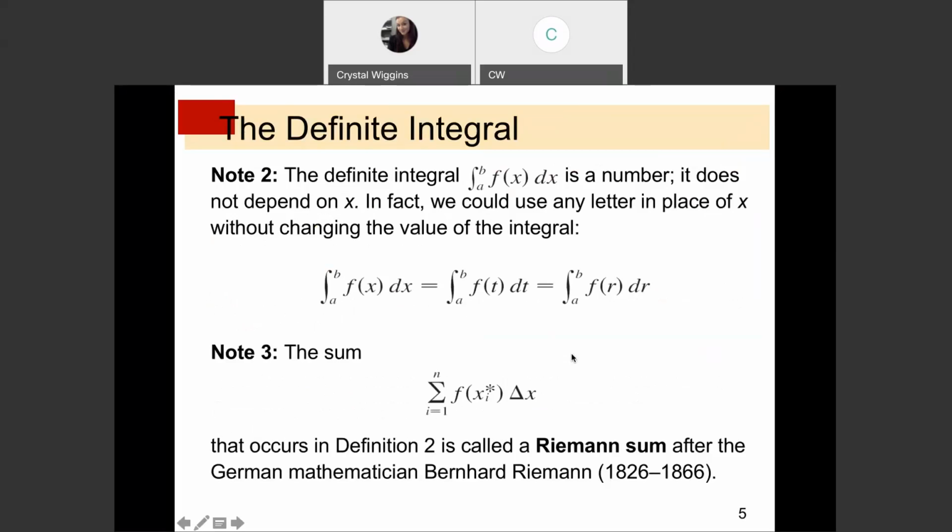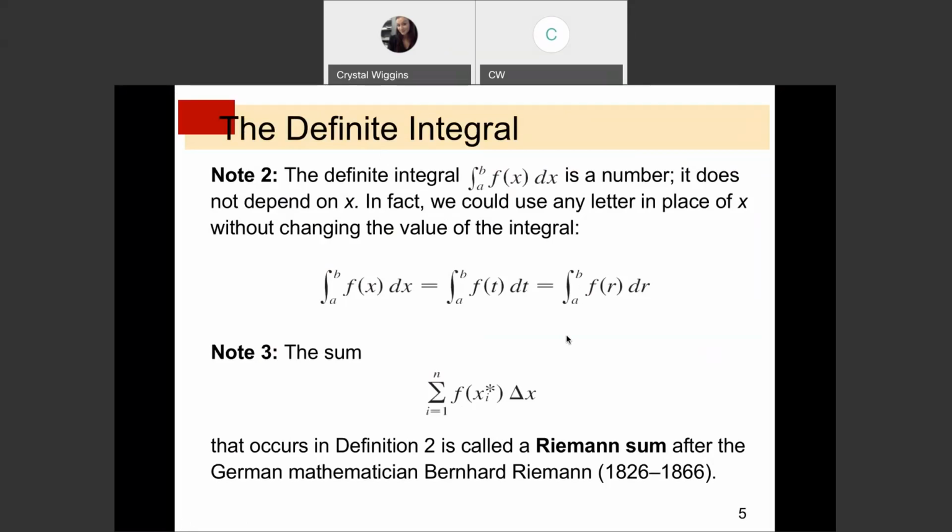The second note that I want to make is that the definite integral from a to b of f of x dx is a number. It's an area or a distance. It does not depend on x. In fact, we could use any letter in place of x without changing the value of the integral. We can use r, but you should know that the actual variable that we put in place of the function itself is irrelevant. It's a placeholder for some number.